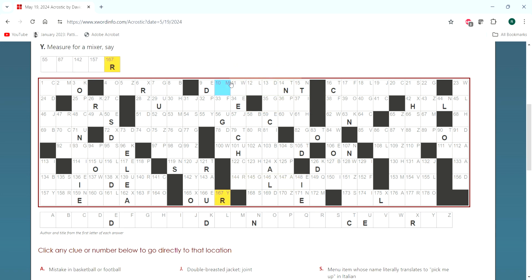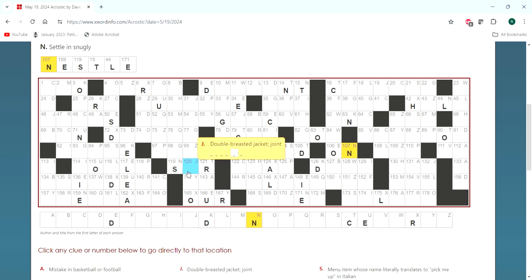Does that help with measure for a mixer? Let's see, so if it's not ounce, could it be measure for a mixer? Still don't know. Okay, we've got an O and an N here. That's pretty good. That gives us on. Let's see if we can find S blank R here. This is tricky.